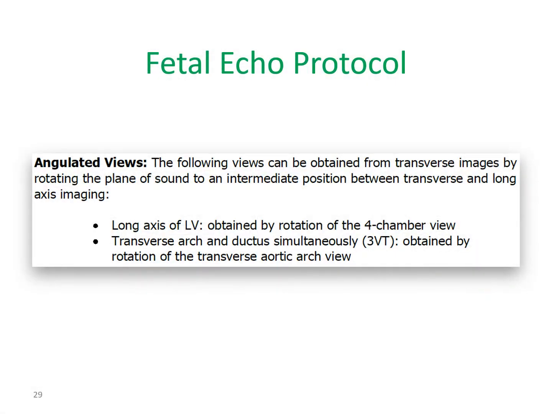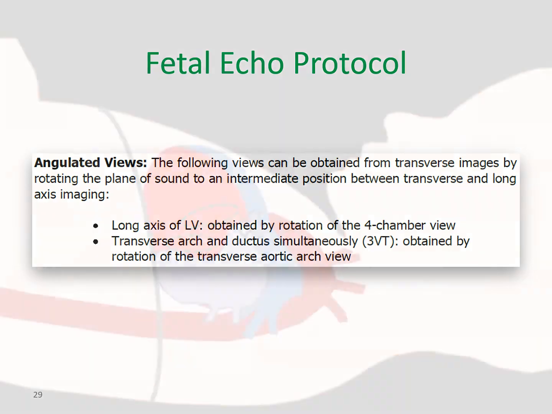Now, earlier in the presentation, I mentioned the fact that we would have to slightly rotate or angulate the views from that transverse view and even from the sagittal view to get certain structures into plane or into the image. And this is an example of that. From that long axis of the LV, you would slightly rotate or angulate to get the transverse arch and ductal arch and the 3-vessel view and 3-vessel tracheal view as you go up into the upper thorax.